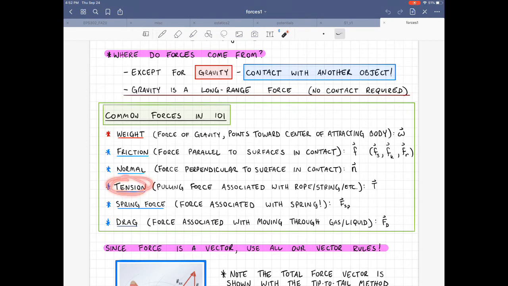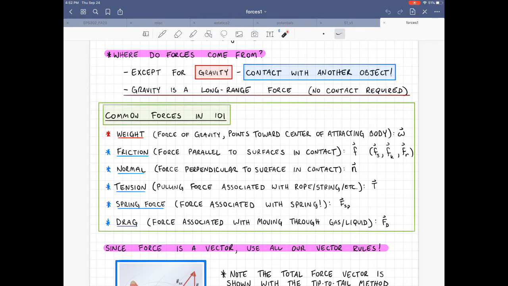Tension. Anytime you've got a rope, a string, a chain, you have the potential for there to be tension in the problem. So tension is a pulling force, and we use the capital T to designate tension. We've also got spring force. So if you happen to have a spring in your problem, there will be some pulling or pushing force corresponding to the spring either being compressed or stretched. And eventually we're going to characterize that with something known as Hooke's law, the force exerted by a spring on an object.